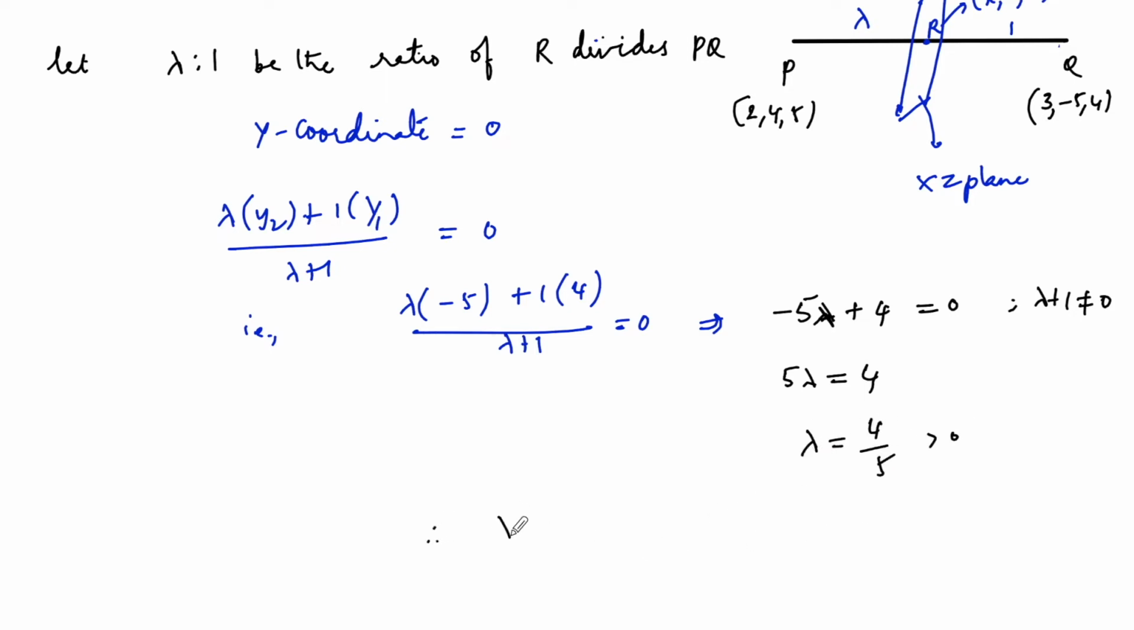So we can consider lambda is to 1 the ratio. The required ratio is nothing but lambda is to 1, which is 4:5. So 4:5, that's the internal ratio we can consider.